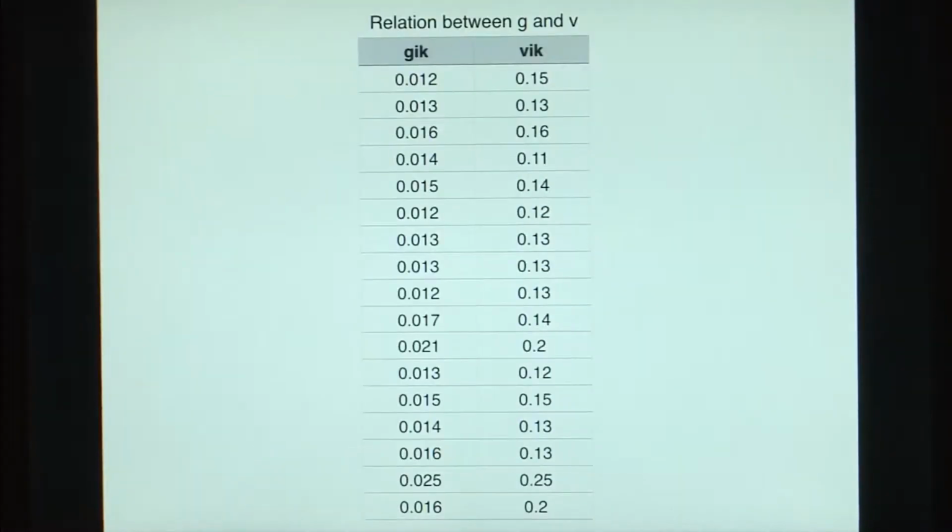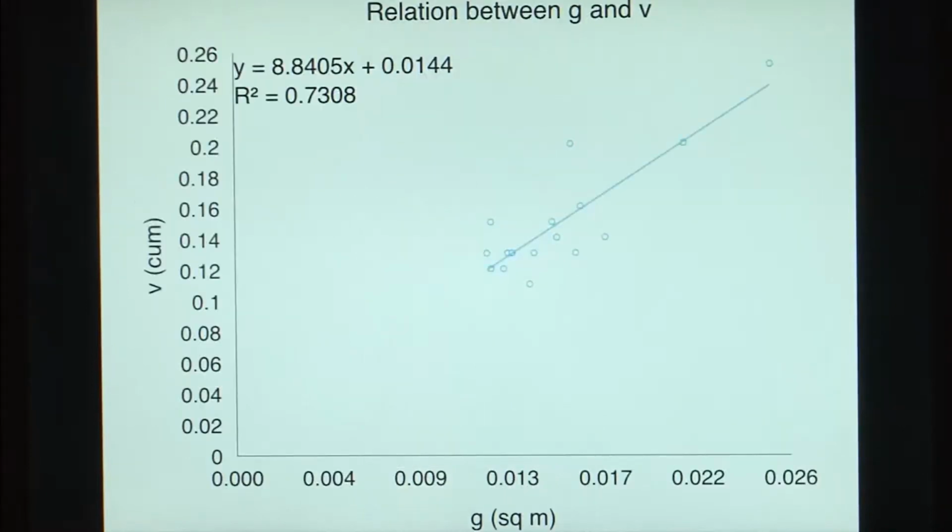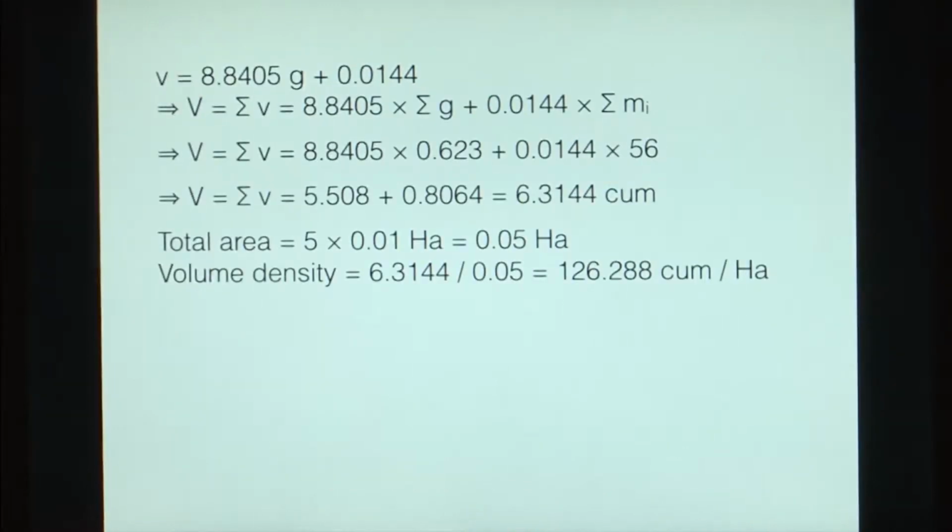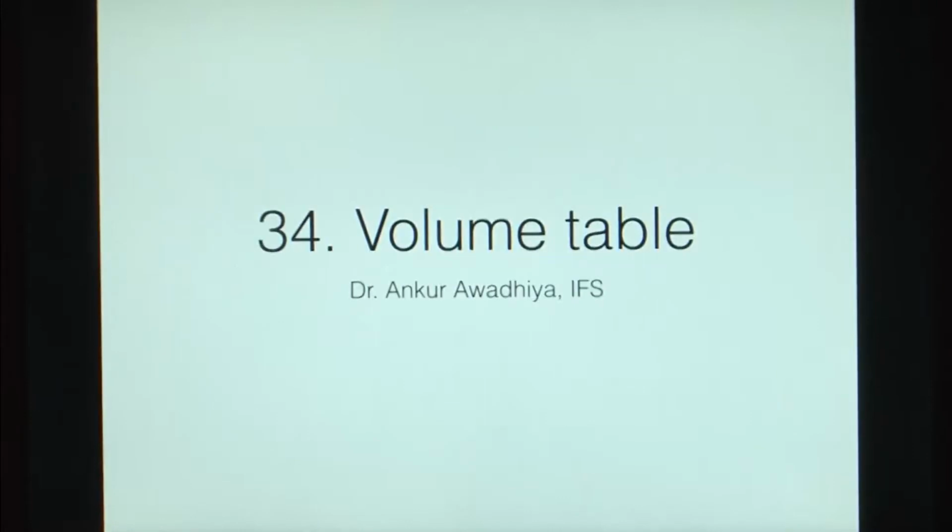In this case we take the basal area and the volume, and then we use them to calculate a regression equation, and that regression equation is then used to calculate the volume density of the stand. Next we looked at the volume table.